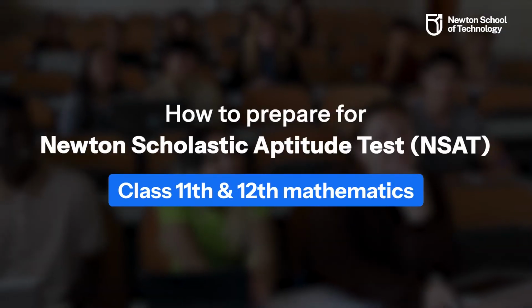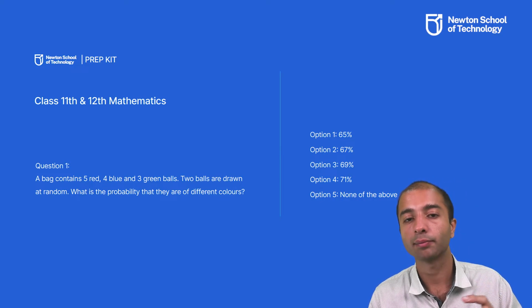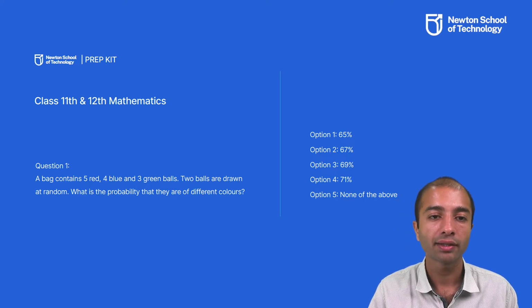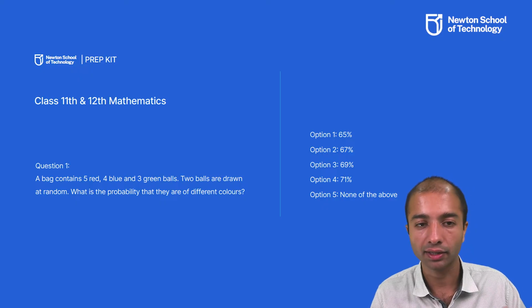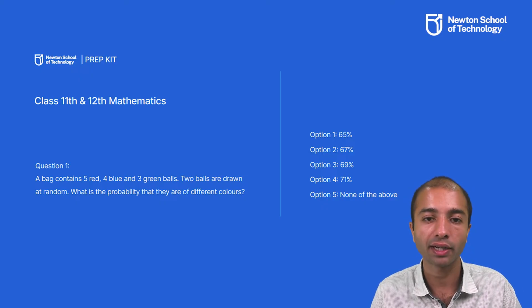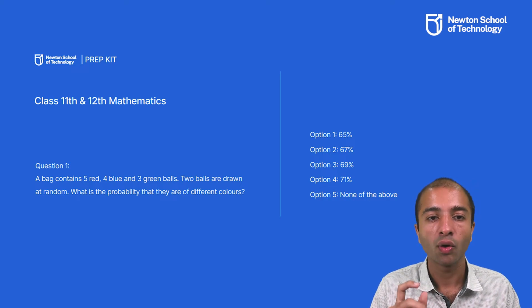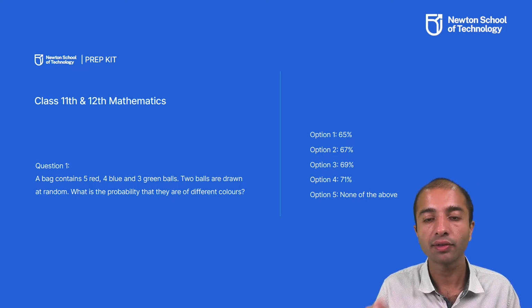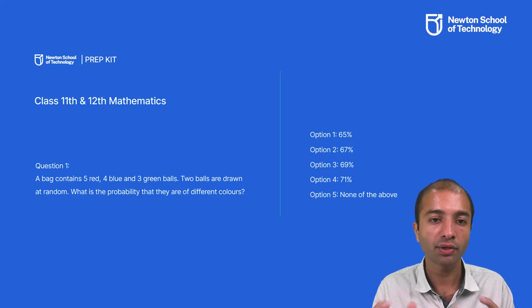Now let us go into the section of class 11th and 12th mathematics. So we'll start with a very simple probability question here. In this question, we are given 3 kinds of balls, red, blue and green, and the quantities are also given: 5, 4 and 3. Now the question asks this: if 2 balls are drawn at random, what is the probability that they are of different colors? That is, one ball and the other ball should be of different colors.